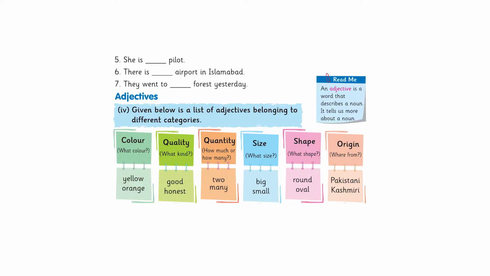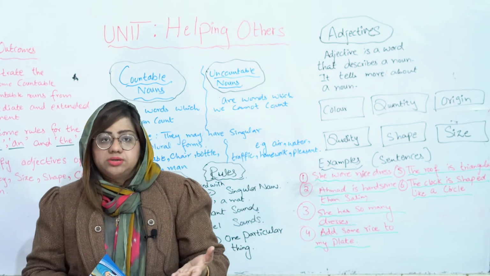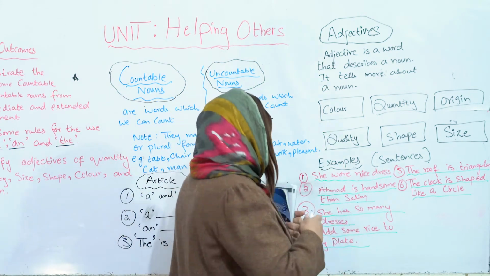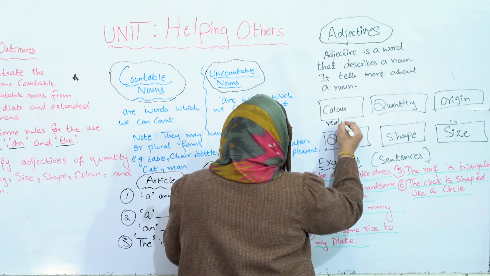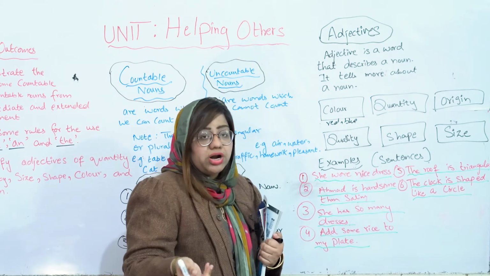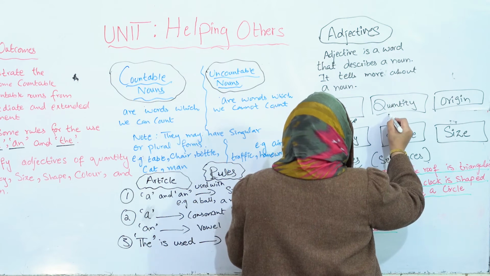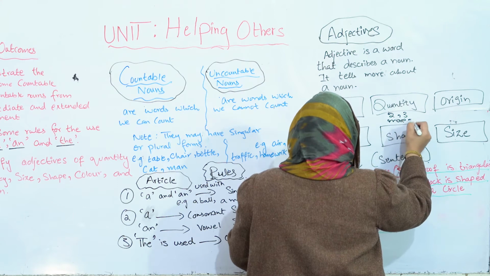There are so many forms that you can see on the concept board. There are so many things in which you are expressing adjectives. Adjectives actually clarify more about a noun. Let's take some examples. Red, blue, these are colors. If you are talking about quantity, you have words like 2, 3, more, less.